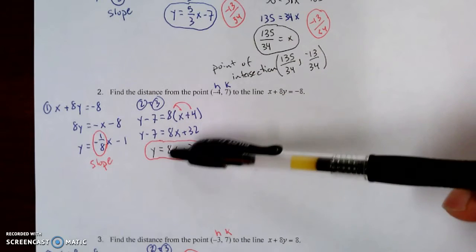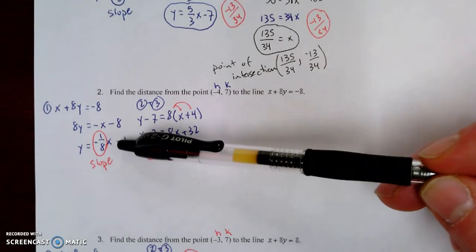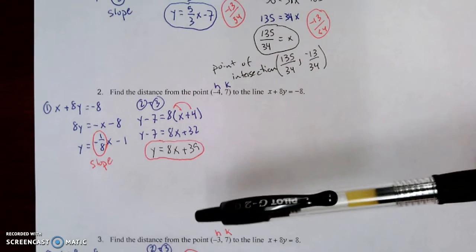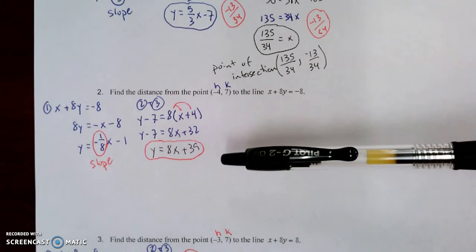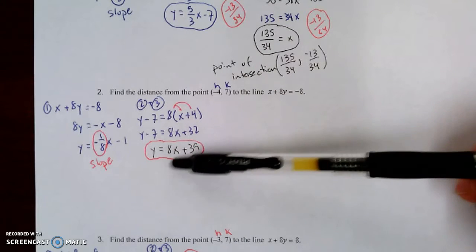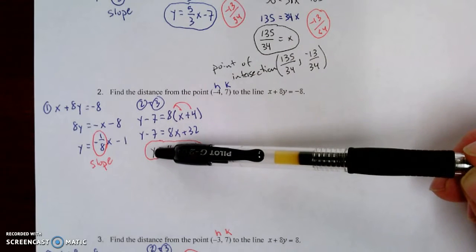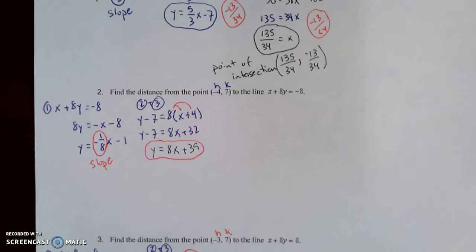So now we're going to take these two expressions, 8x plus 39 and negative 1/8 x minus 1. We're going to set them equal to each other and solve for x in order to find the x-coordinate of the point of intersection. And we're going to have to go back and substitute that value for x into each of these expressions to find out what the y-coordinate is for that point of intersection. And we're going to do both of them so that we make sure we get the same answer both times. All right, so let's take a look here.